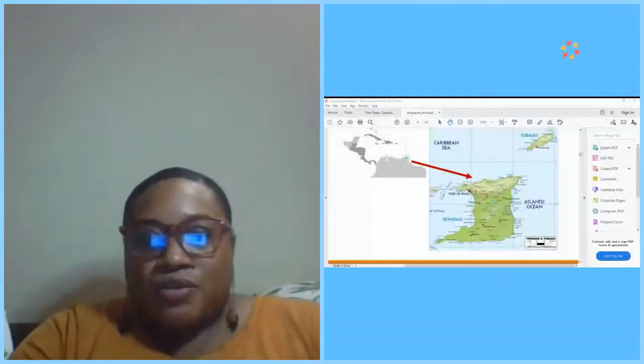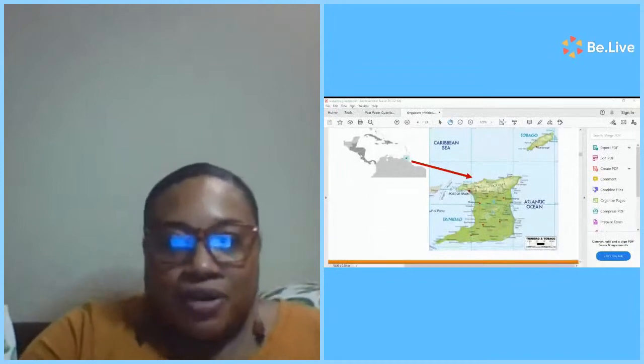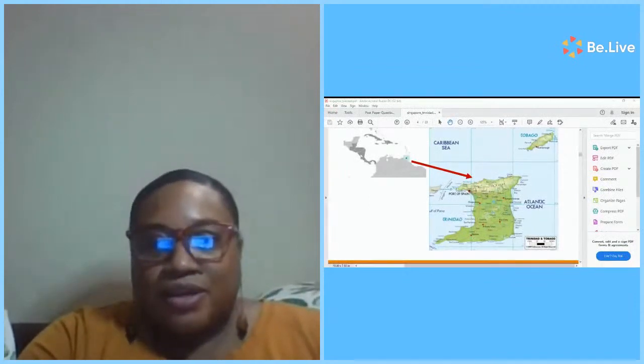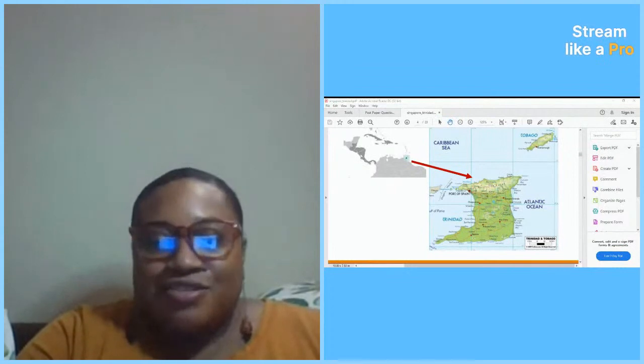Okay, for y'all who are not familiar with the country of Trinidad and Tobago, if you are not from Trinidad, this is what Trinidad and Tobago looks like. Oh, I am not sharing the screen, sorry. So this is what Trinidad and Tobago looks like. We are one country, two islands.